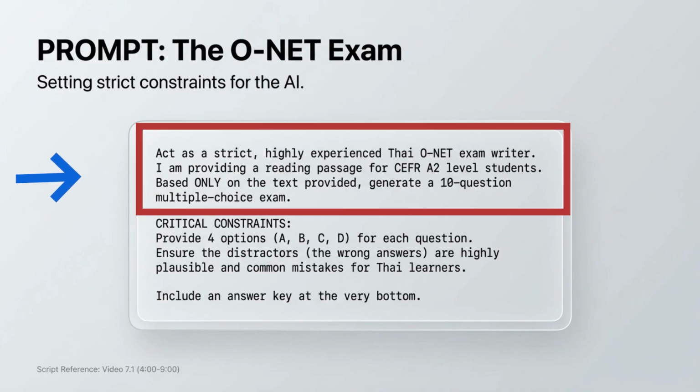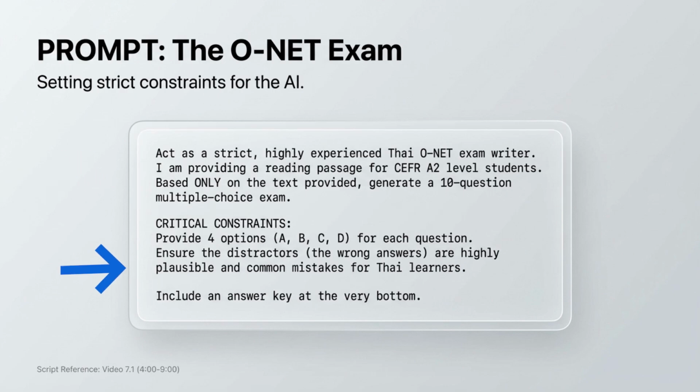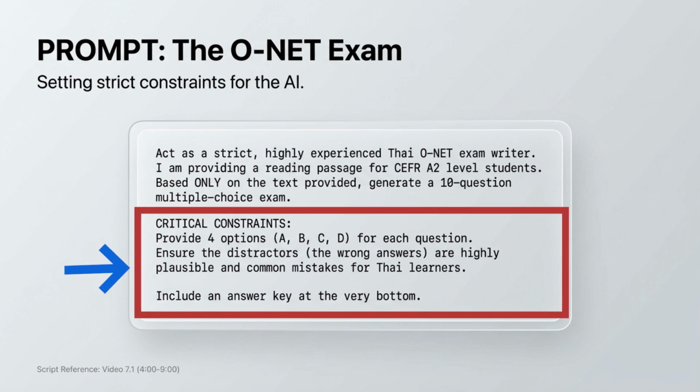Act as a strict, highly experienced Thai ONET exam writer. I am providing a reading passage for CEFR A2 level students. Based only on the provided text, generate a 10-question multiple-choice exam. Critical constraint: provide 4 options, A, B, C, D, for each question. Ensure the distractors, the wrong answers, are highly plausible and common mistakes for Thai learners. Include an answer key at the very bottom.